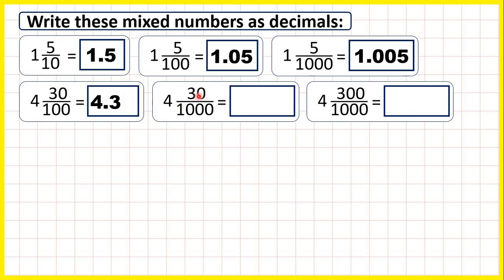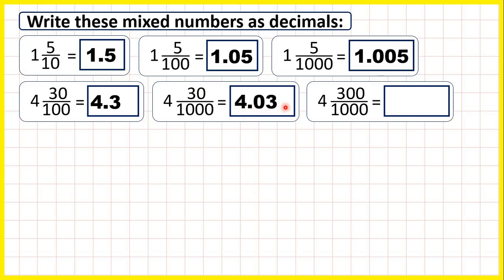Now 4 and 30/1000. So the denominator of 1000 tells us that we can't go past the thousandths place value column. We can only have 3 digits after the decimal point. So that's 4.030, with the 3 being pushed across to the hundredths column. But 4.030 is the same as 4.03.